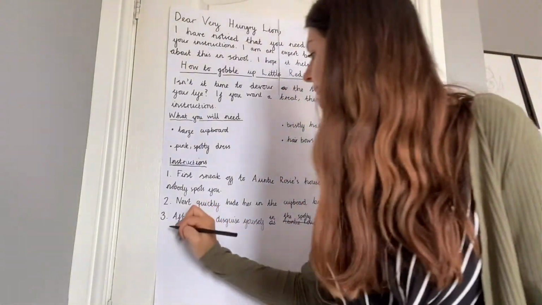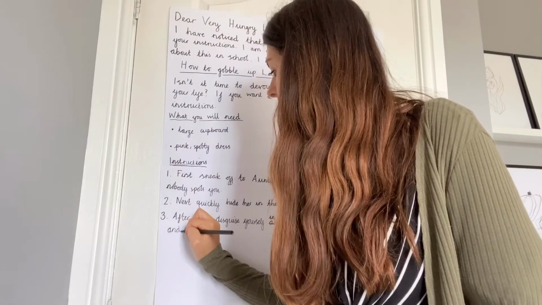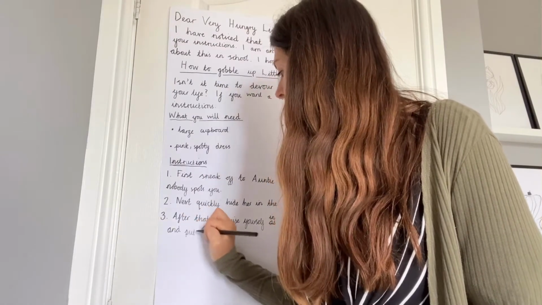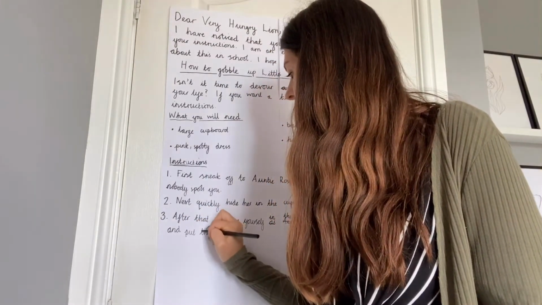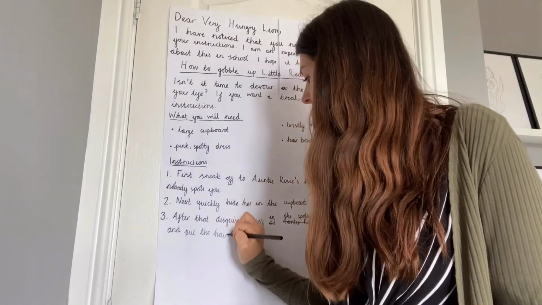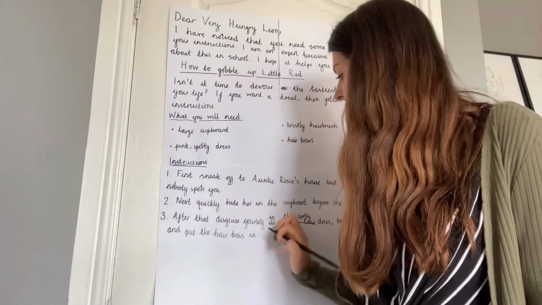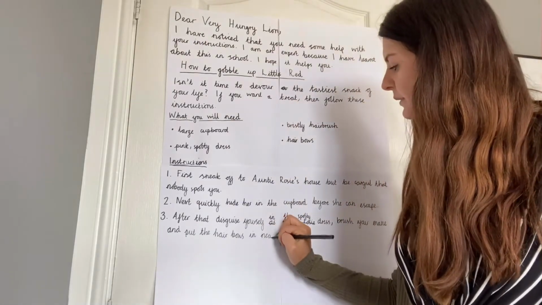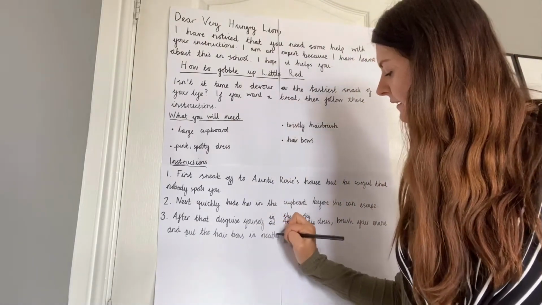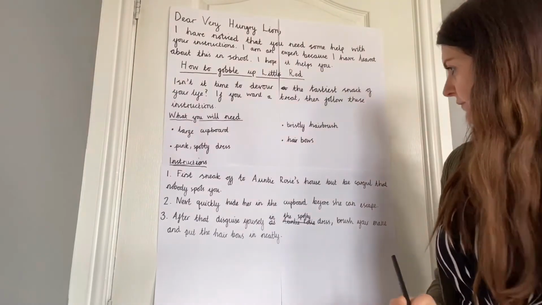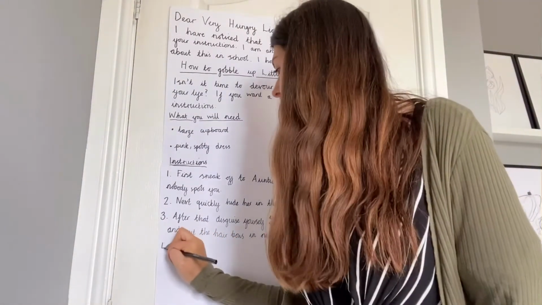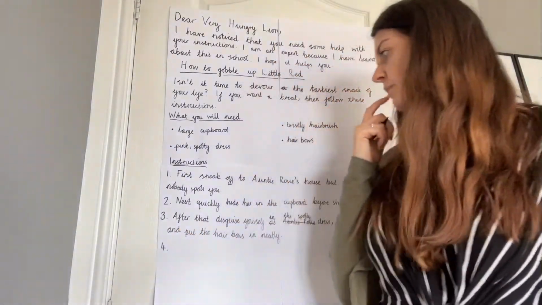And put the hair bows in neatly, because we want him to look really neat and just like Auntie Rosie, don't we? Okay. Number 4.